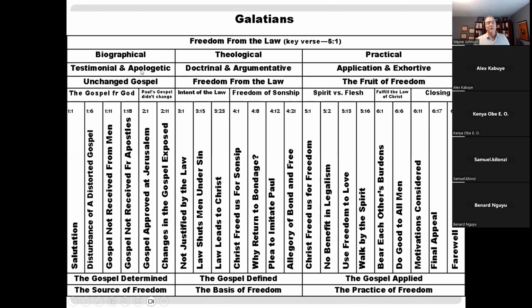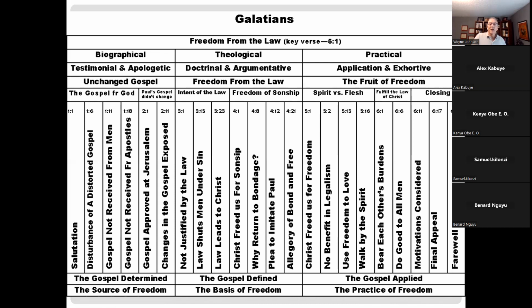Like the first two chapters are very testimonial and apologetic. So in a sense, it's biographical. Paul is talking about himself, how he received the gospel, his interaction with leadership at Jerusalem. So he shares his testimony. He's also making a defense. So he's apologetic in the sense of making a defense, not an I'm sorry for something. But he's defending the gospel that he received. So it's characterized by being testimonial and apologetic. You might say it's biographical in nature.